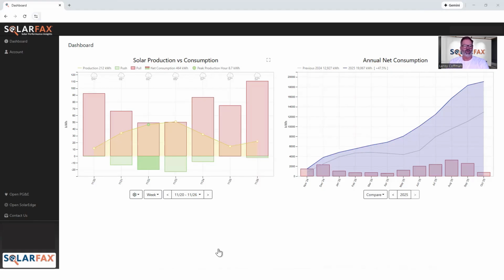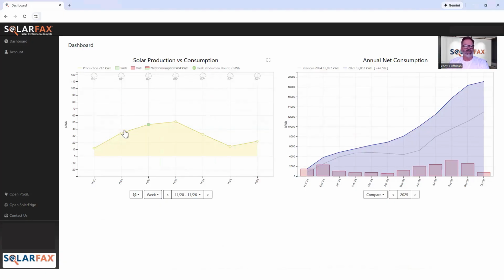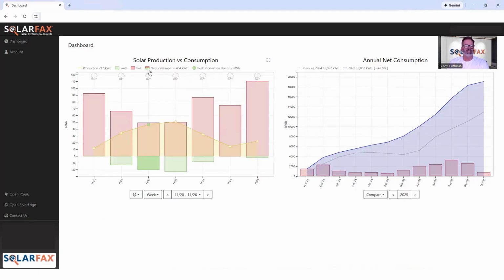How to read your dashboard graphs. So the left-hand graph is our solar production versus energy consumption. The default view is going to be the past 7 days, and we can see the daily solar production in kilowatt hours, and then we can see the daily energy consumption. And a red bar means energy pulled from the grid, and a green bar means energy pushed to the grid.